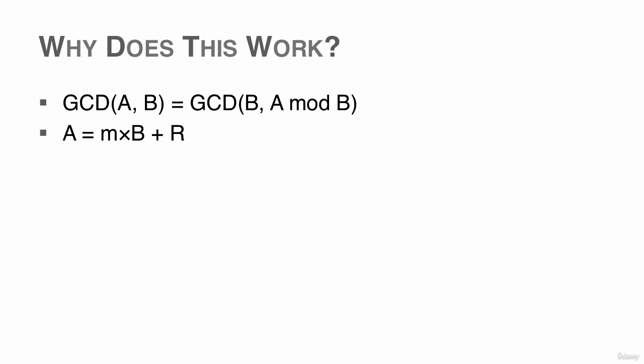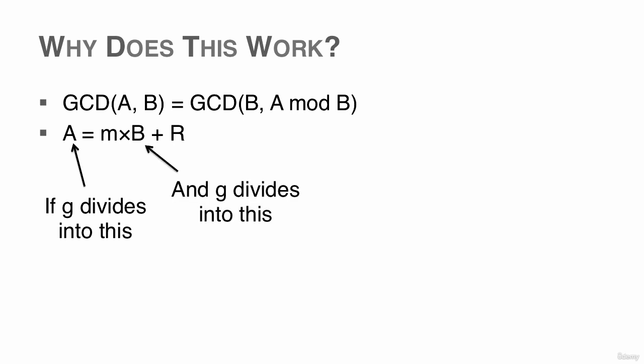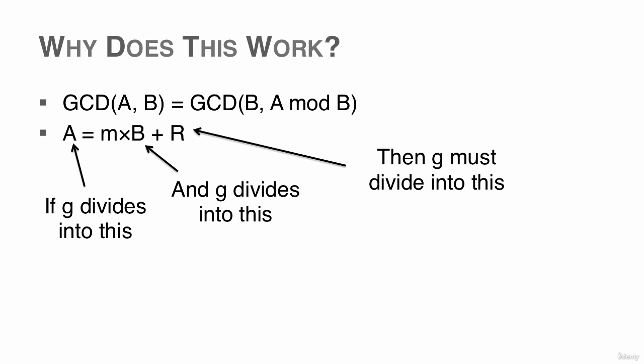Now suppose g is the GCD of a and b, and look at this equation. You know that g divides evenly into a because it's the divisor of a. It also divides evenly into b because it's the divisor of b. If g divides evenly into b, then it must also divide evenly into m times b. Now if g divides into the sum on the right of the equal sign, and it also divides evenly into one of the pieces of that sum, namely m times b, then it must also divide evenly into the other piece of the sum. That means it must divide evenly into the remainder r. That proves that the GCD g must also divide evenly into the remainder r.